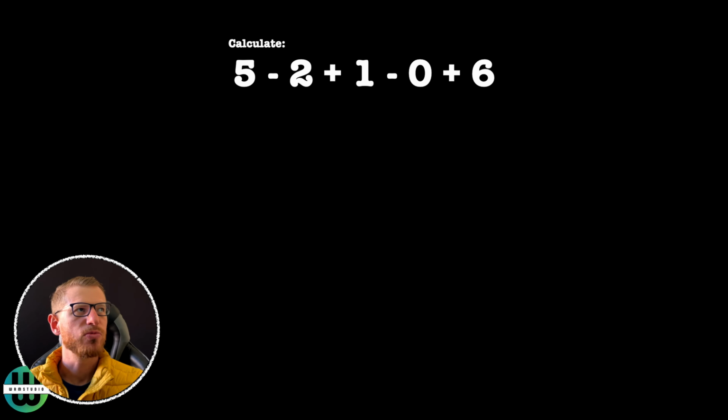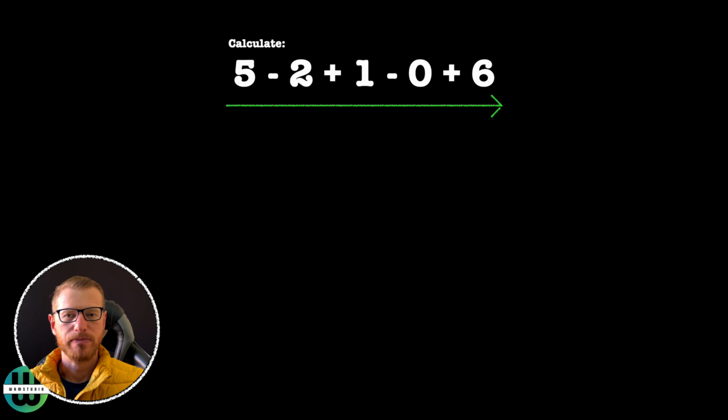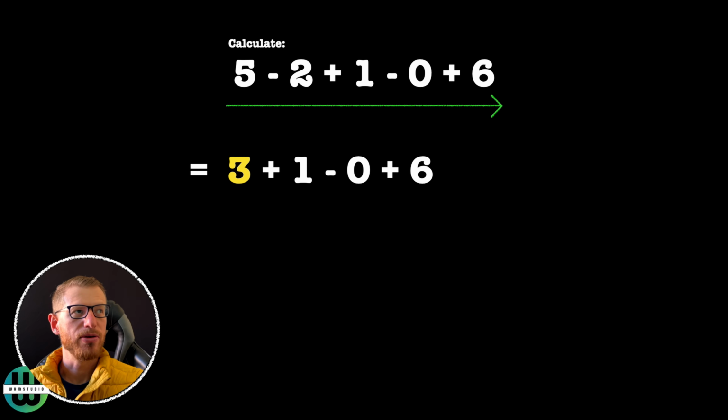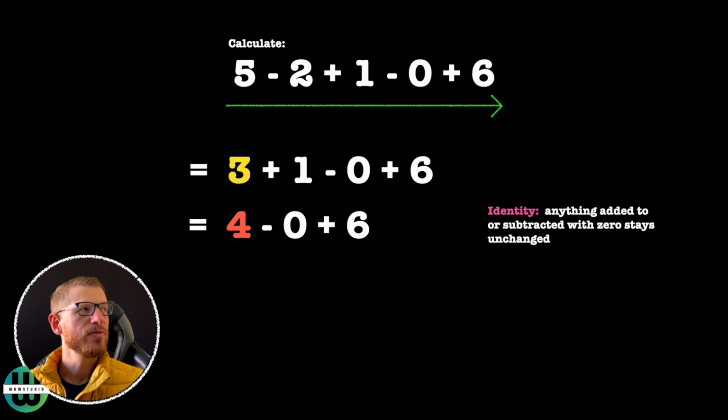Our next calculation is to calculate 5 minus 2 plus 1 minus 0 plus 6. Here we have mixed operations, but they're still in the same operator group, meaning addition and subtraction. So we're just going to again add from left to right, like reading a sentence. We're going to start by saying 5 minus 2 is 3. 3 plus 1 is 4. And again, we have the identity, 4 minus 0. So anything added or subtracted with 0 stays unchanged. And then 4 plus 6 will equal 10.